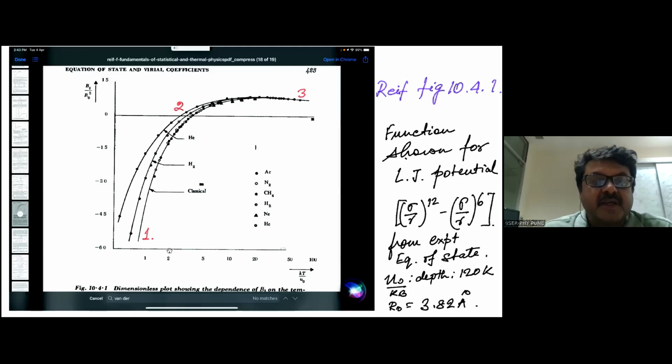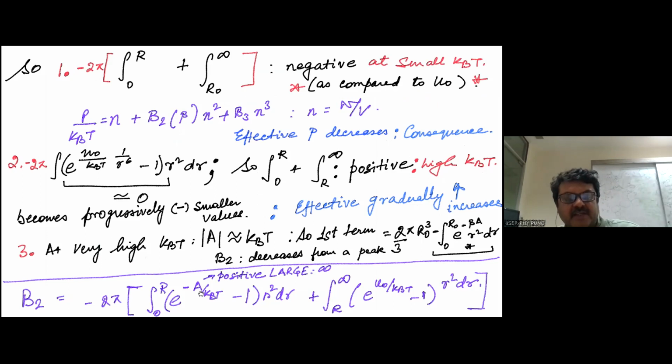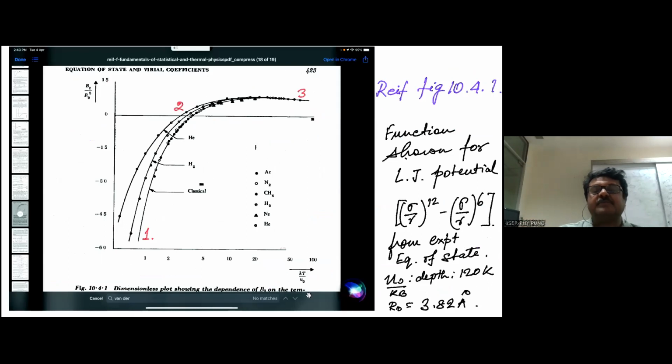So what I'm showing here is Reif figure 10.4.1, where the value of B2 normalized by R0 cube has been plotted for different values of kBt by U0. Why kBt by U0? Because it's a dimensionless number, and kBt high and kBt low doesn't make any sense unless you compare it with the value of U0, right? High with respect to what? With respect to the intrinsic energy scale of the problem, right? Whatever is the intrinsic energy of interaction, it's with that you have to compare kBt high, kBt low. So hence it is plotted versus kBt by U0.